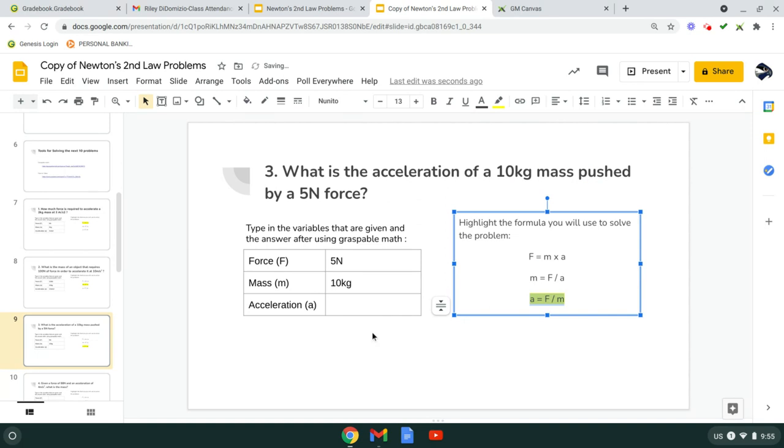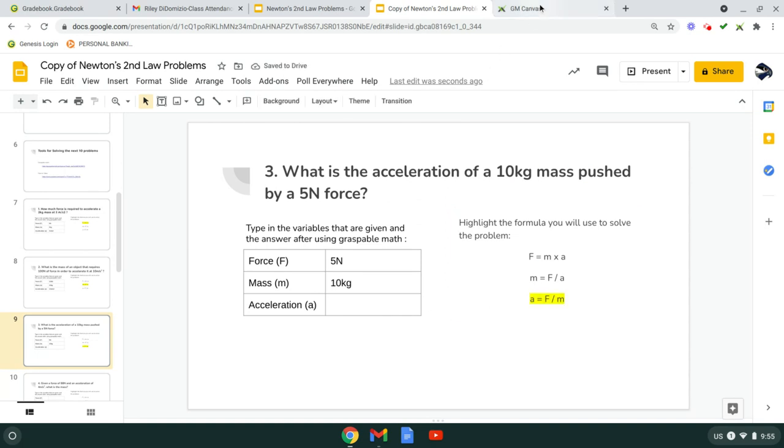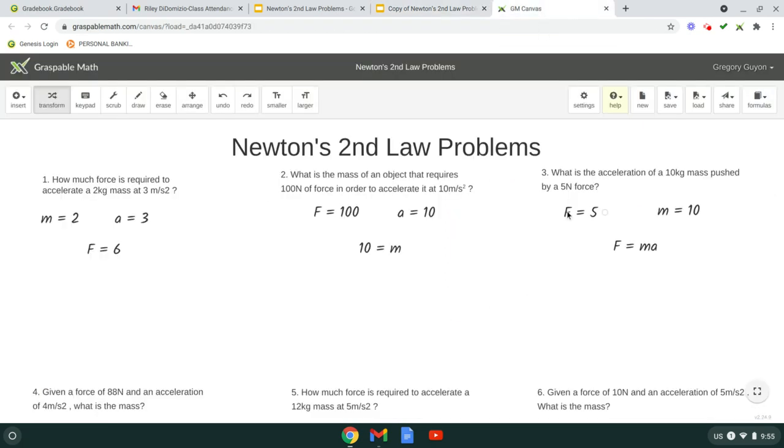I'm going to use Graspable Math to solve the problem. I plug in my force, which was 5, and I plug in my mass. Now to solve for A, I click to get rid of my parentheses first. It's 10 times A, so I'm going to move my 10 by dividing it onto the other side. So I get 5 divided by 10, which comes out to be 0.5.